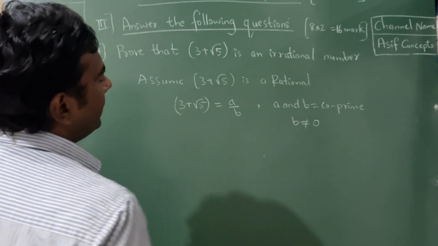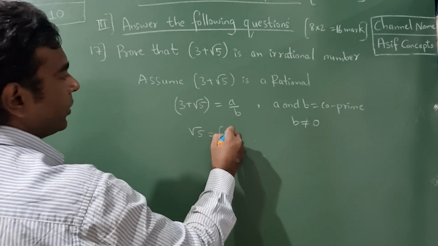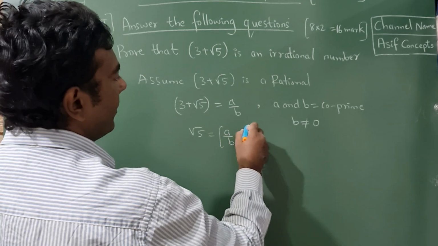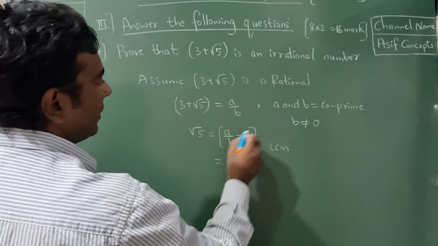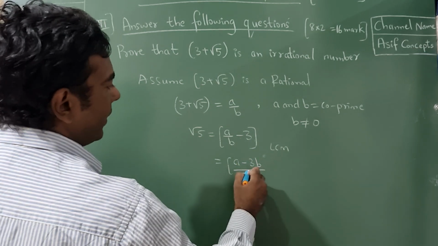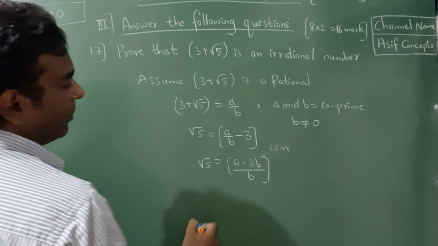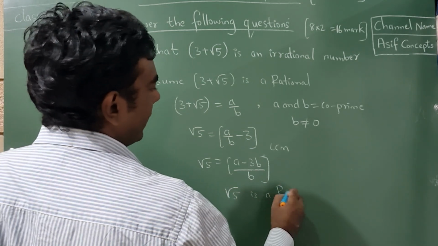Also you can consider a and b are integers. Now root 5 is equal to a by b minus 3. Take this 3 on the right hand side, it will become minus 3. Now take LCM of this. a minus 3b divided by b. So by this what can we tell? Root 5 is a rational.